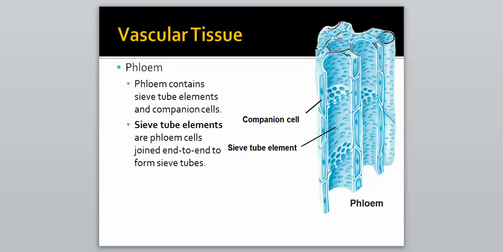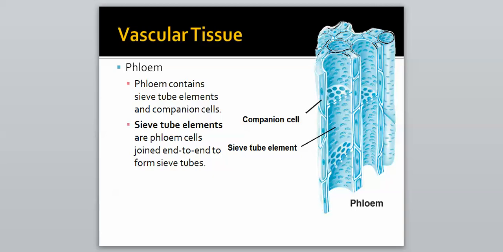So now we're going to look at the two different parts of the phloem. It consists of sieve tube elements and companion cells. Sieve tube elements are phloem cells joined end to end to form sieve tubes. So they form basically the exact same structure. They have some weird names, I know, but they do the exact same thing as the tracheids inside of the xylem. They're just going to stack end to end so things can pass through.